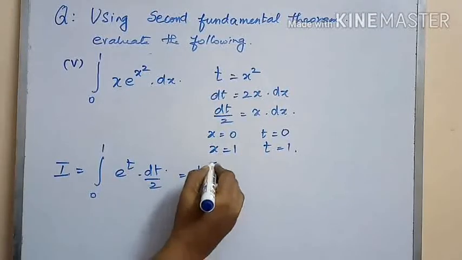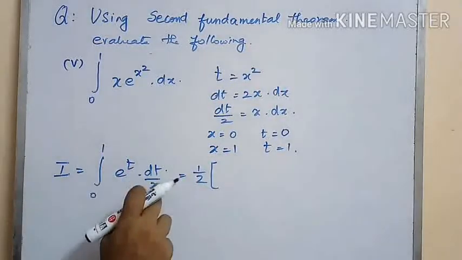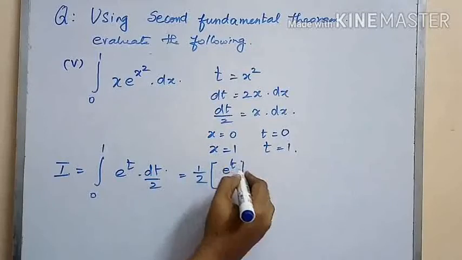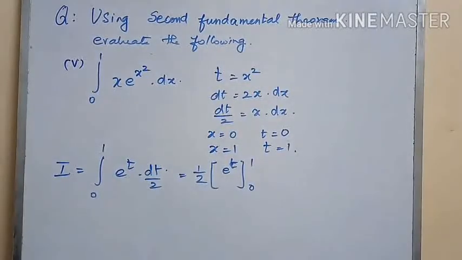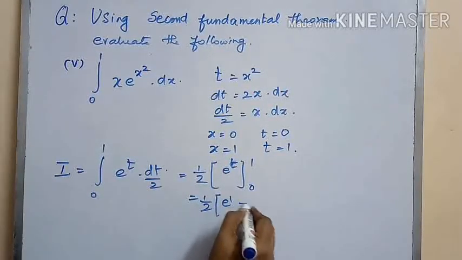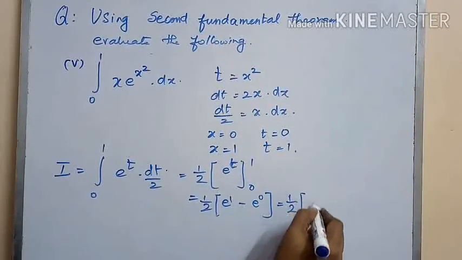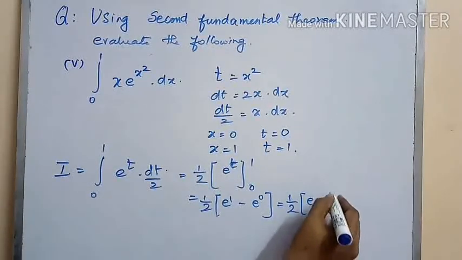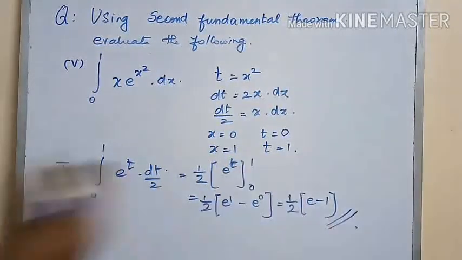So we get 1 by 2 into e to the power of t, 0 to 1. Substituting the upper limit and lower limit, we get half of e to the power of 1 minus e to the power of 0, which is half into e to the power of 1 can be written as e minus e to the power of 0 is 1. So that's the answer.